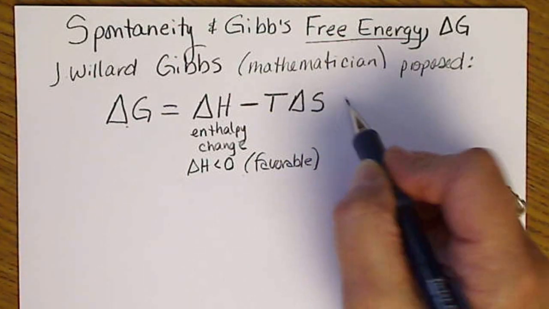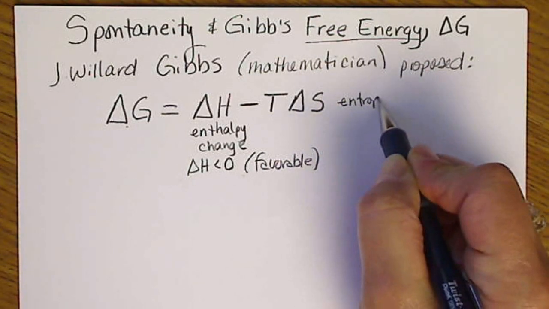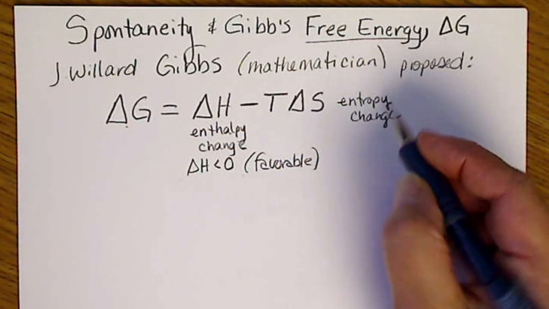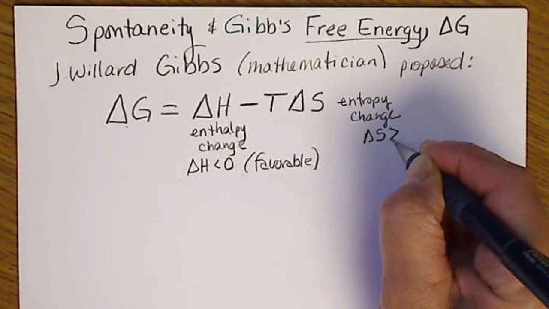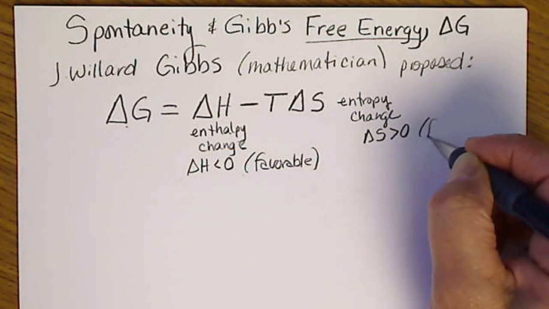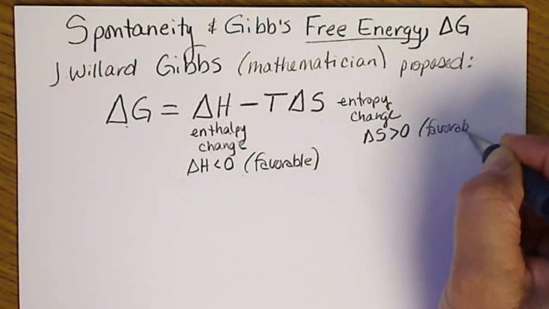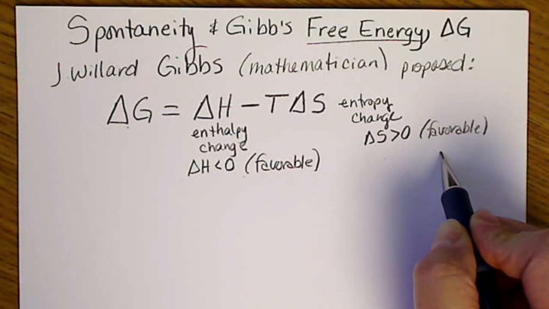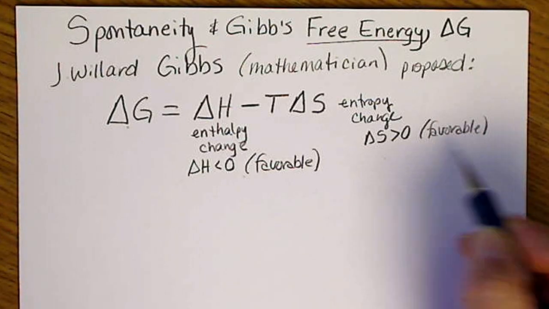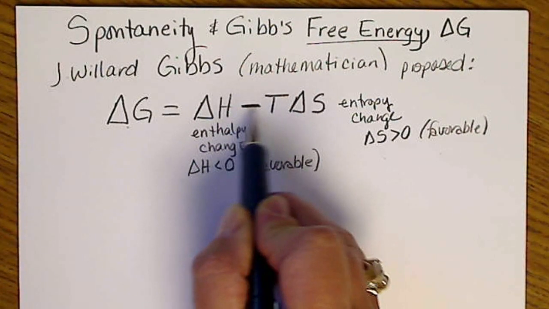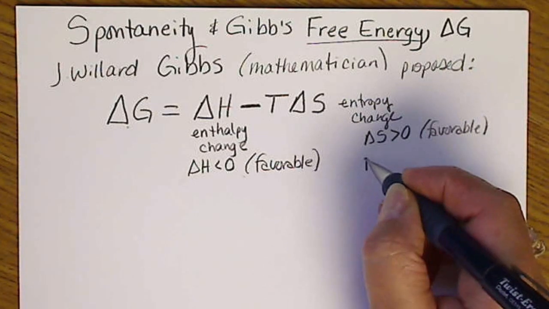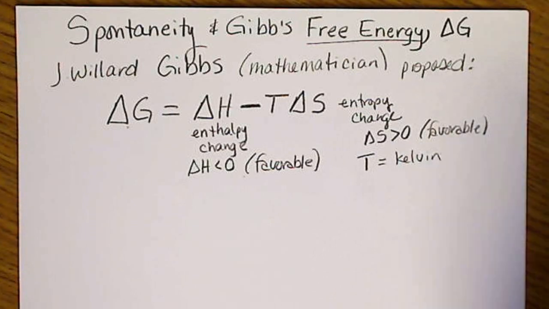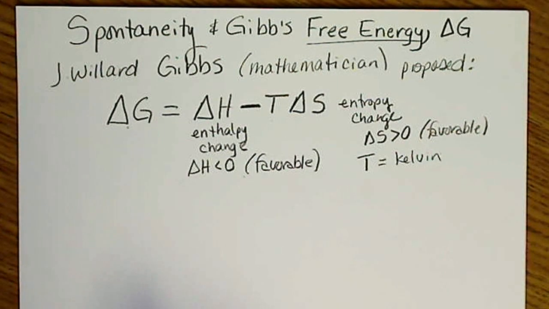And then the entropy change, we've spent a little bit of time talking about that. And if the delta S is positive, if that term is greater than 0, then that's favorable. The universe likes to go from order to disorder. And so if we just consider this equation and look at the sign here, and also make sure that the temperature is always in Kelvin, so that value will never be a negative number.